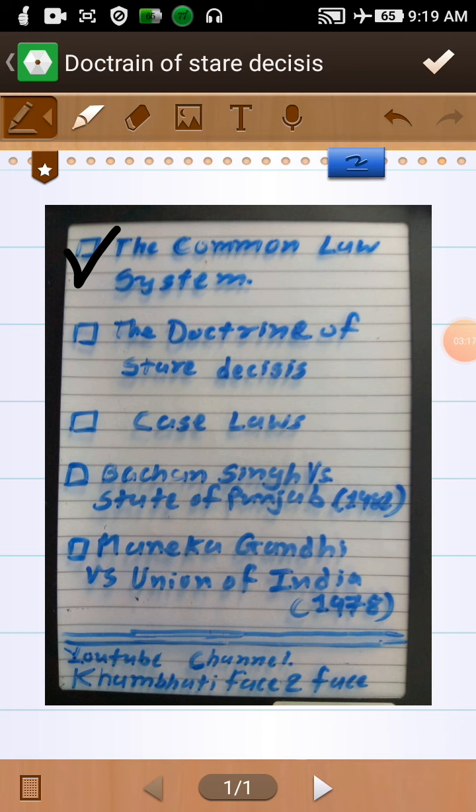The doctrine of stare decisis. Stare decisis is a Latin phrase which means to stand by decided cases, to uphold precedents, to maintain former adjudications.